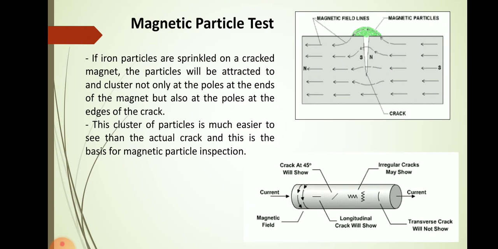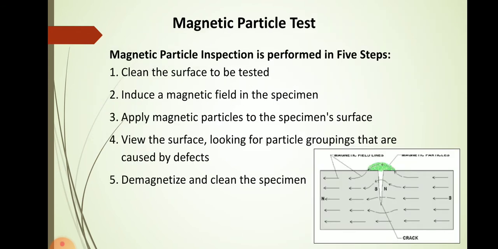So to detect the cracks which are parallel to the specimen, you have to generate a perpendicular magnetic field so that the defect can be detected. So what is the procedure for carrying out this magnetic particle test? Generally it is carried out in 5 steps.